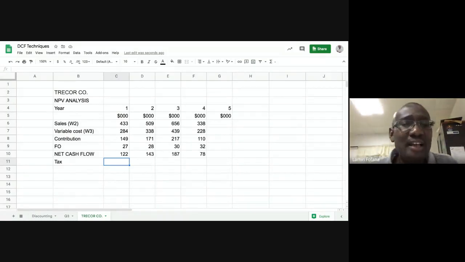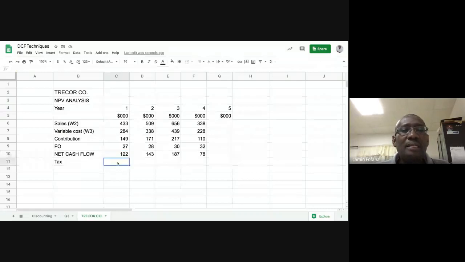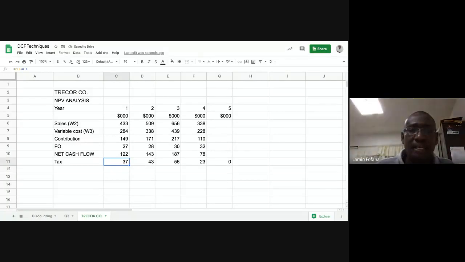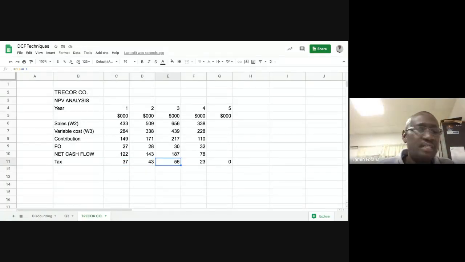Because of that, I have 122 as my net cash flow. So I want to calculate tax of 30%. So I'll say equals this multiplied by 30%, which is 0.3. So I have my tax like this. My tax is 37, 43, 56, and 23. Is this correct?